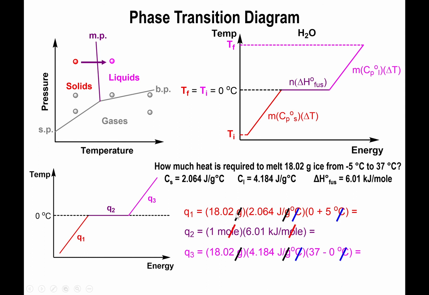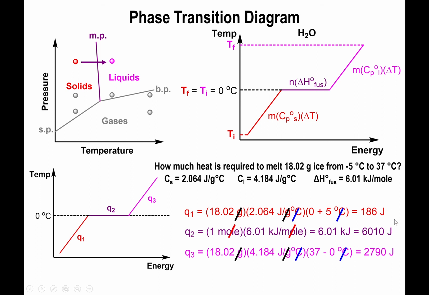At this point, you multiply the numbers. So 0 plus 5 is 5, multiplied by 2.064, multiplied by 18.02. 37 minus 0 is 37, multiplied by 4.184, multiplied by 18.02. And you're going to find that Q1 is 186 joules, Q3 is 2790 joules, and Q2 is 6.01 kilojoules. The second to last thing to do is to change the units of kilojoules to joules so that everything is in the same unit. So you multiply by 1,000.